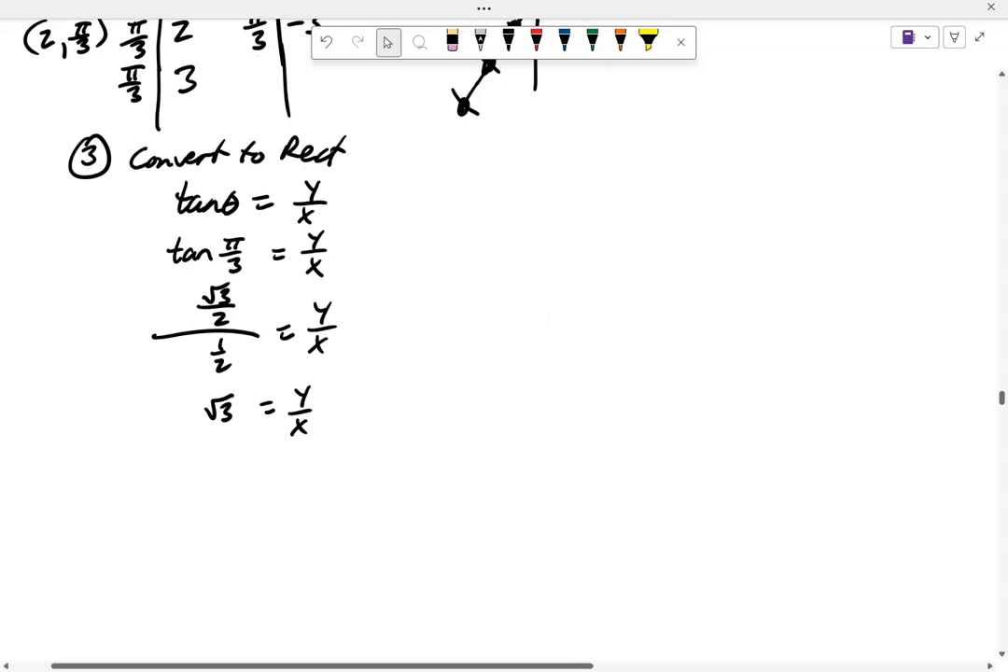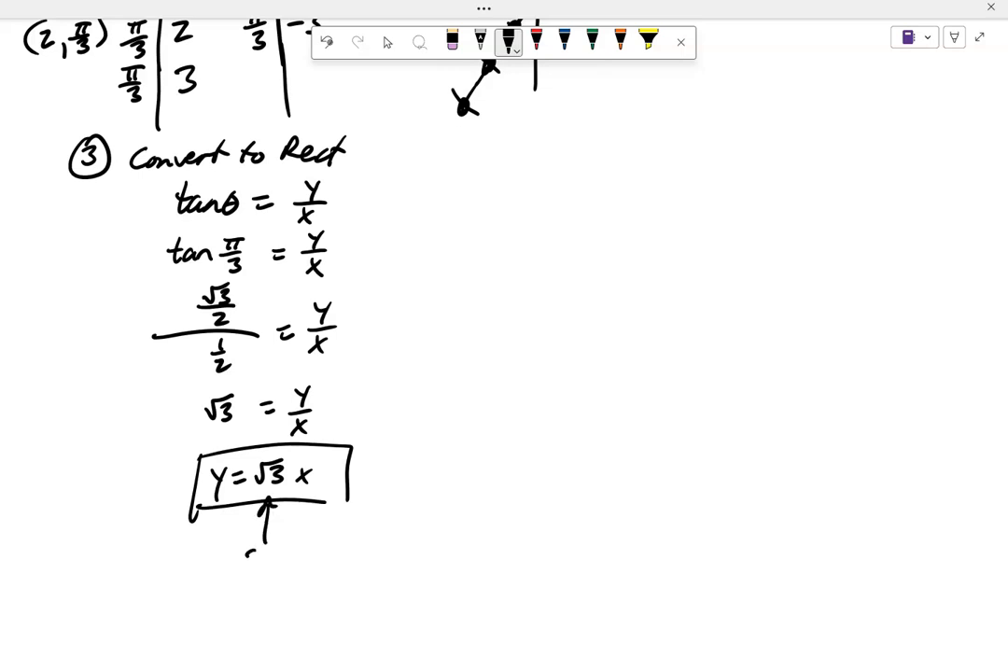Now let's solve for y. So let's multiply both sides by x. So I have √3x. So there's my slope of the line. I'm going up √3 and over 1, right? y equals mx plus b. My y-intercept is 0.